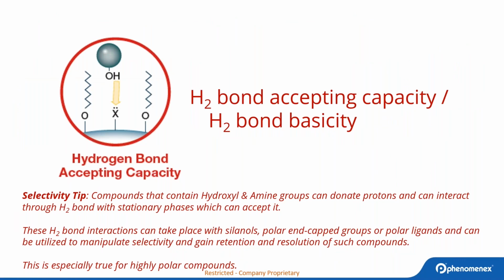Now looking at hydrogen bond accepting capacity. This one is for compounds that contain hydroxyl or amine groups that can donate protons and can interact through hydrogen bonds with the stationary phase, which can accept it. So these hydrogen bond interactions can take place additionally with silanols, polar end-cap groups, or polar ligands, and can be utilized to manipulate the selectivity and gain retention and resolution of these hydroxyl and amine functional group containing compounds. This is especially true for highly polar compounds, as you'll see in the examples.